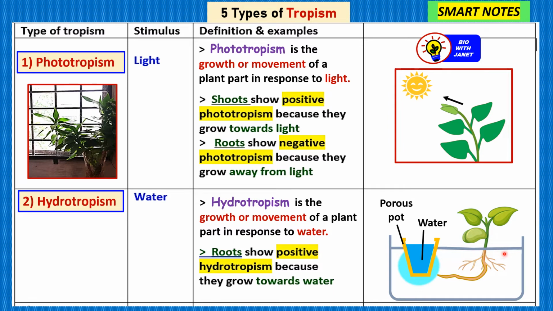So if you leave the plant to grow, after a week or so, if you were to dig out the roots, we'll find that the roots have grown and bent towards the water in the soil, towards the porous pot. So roots show positive hydrotropism because they grow towards water. The reason is obvious. It is to obtain more water so that the roots can absorb more water for the use of the plant. For example, water is needed for the process of photosynthesis and also for the transport of mineral salts in the plant.